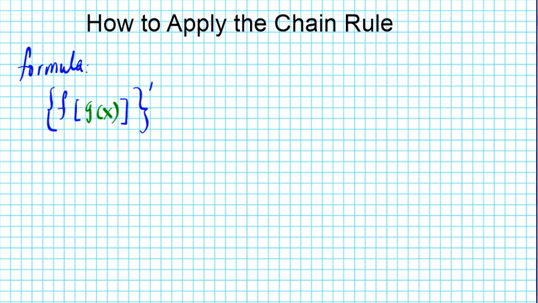the derivative is going to be the derivative of the outer function, f prime, evaluated at the inner function, multiplied by the derivative of the inner function evaluated at x, g prime of x. Okay, so this is the chain rule. It's a chain because you're differentiating multiple times within one problem.